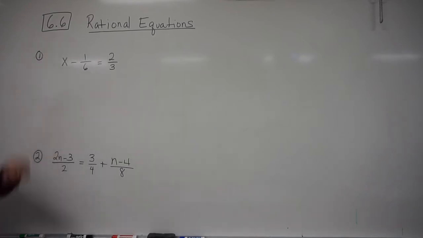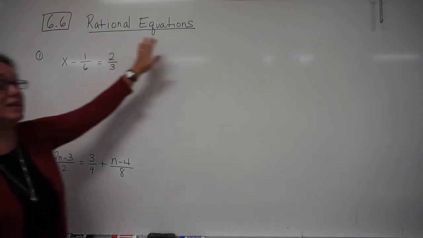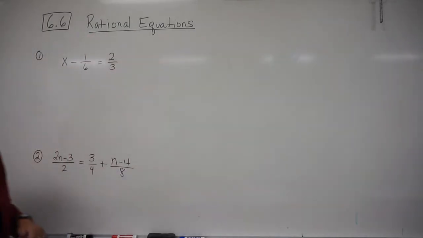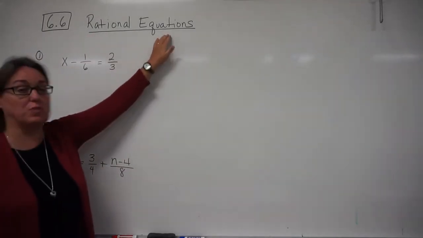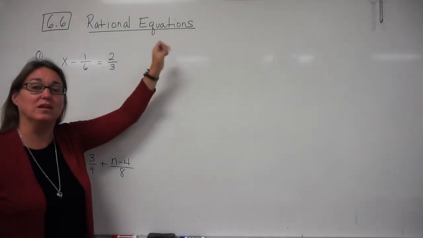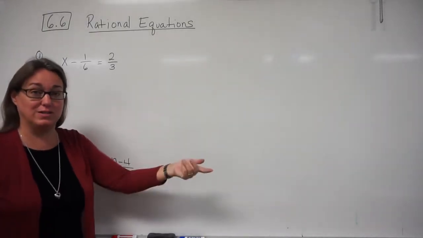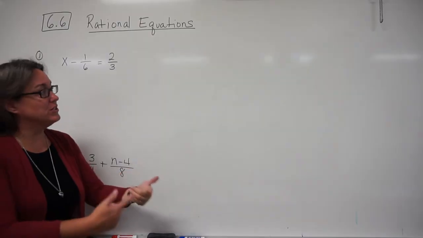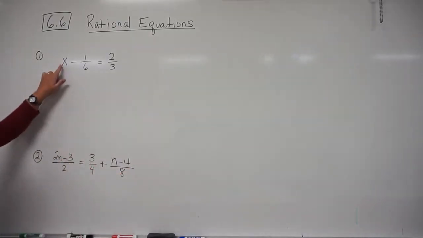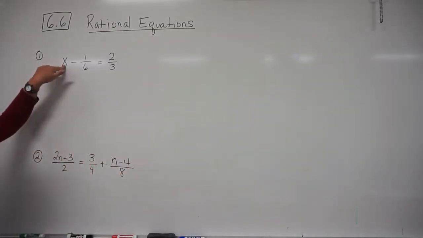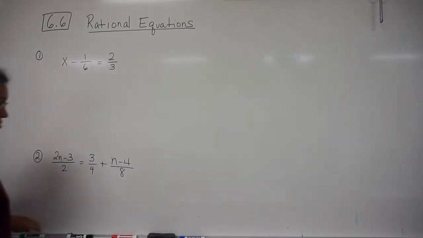Okay, today we're looking at section 6.6, which is rational equations. Up until this point in chapter 6, we've been working with expressions, not equations. We've been simplifying, not solving. Today we're solving, which means we want to find the value of the variable that makes the equation true.